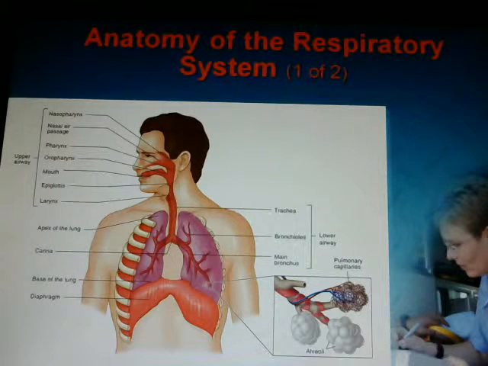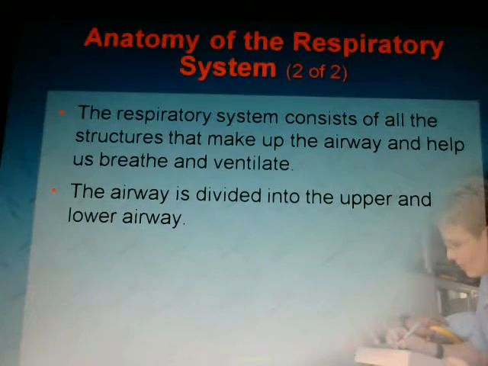Anatomy of the respiratory system. As you can see in your book there, we're going to go through it. It's a nice picture that you might want to know for a quiz. You will probably see that picture again. The respiratory system consists of all structures that make up the airway and help us breathe and ventilate. The airway is divided into upper and lower airways.